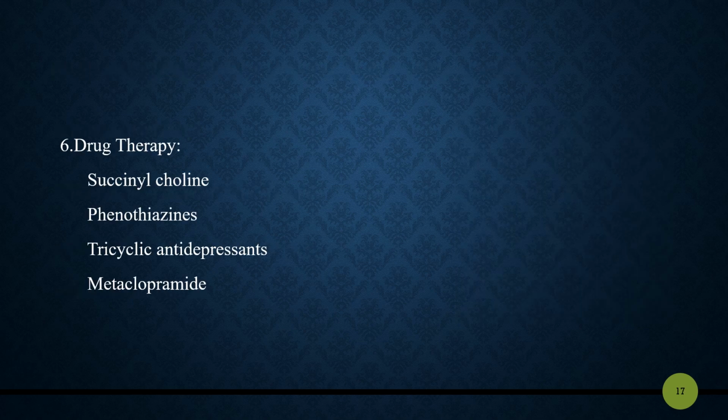Some drugs are capable of causing trismus as a secondary effect, like succinylcholine, phenothiazine, tricyclic antidepressants and metoclopramide, which are more common. Hence, it is very essential to take a proper medical and drug history in patients presenting to us with trismus.